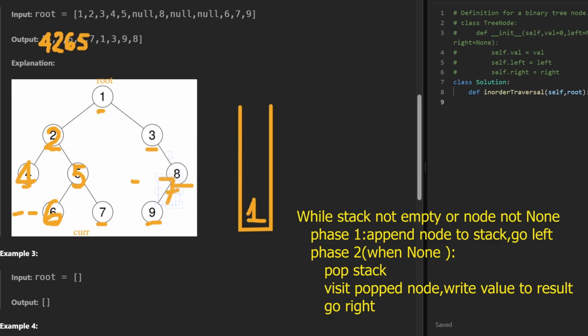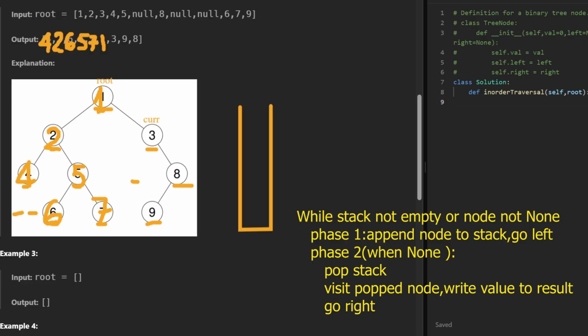Phase 2. Pop the stack. Point curve to node 7. Write value 7 to the result and move curve right. Curve is none, no left, so skip phase 1. Phase 2. Pop the stack and point curve to the popped node 1. Write value 1 to the result and move curve right.